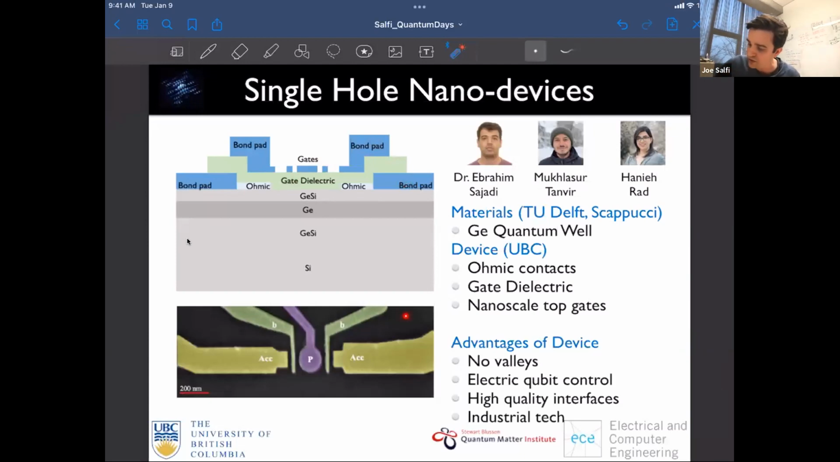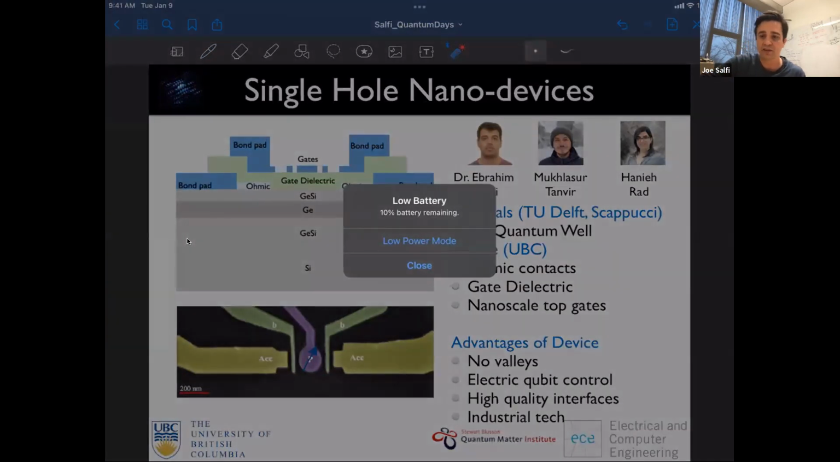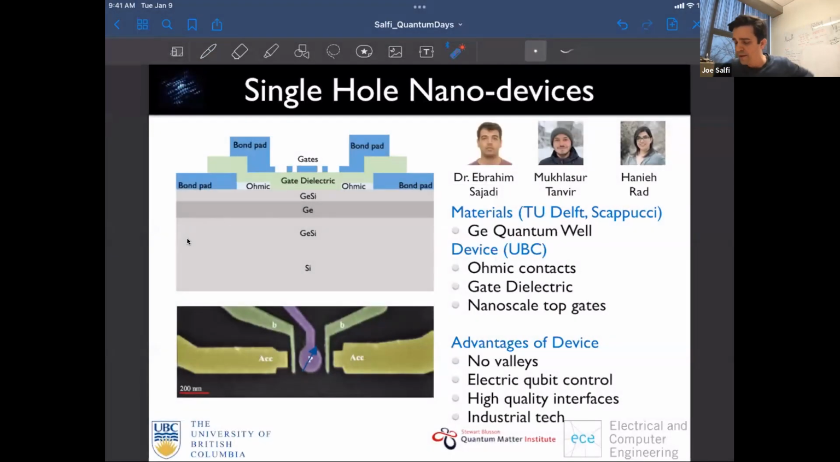What that allows us to do, in this picture, which is a top view, is to load a single hole into this space, where this plunger gate is. That's called a plunger gate. And we build these devices at UBC using quantum well materials supplied by TU Delft in the group of Giordano Scappucci. We build the ohmics, gate dielectric, and nanoscale top gates all here at UBC.